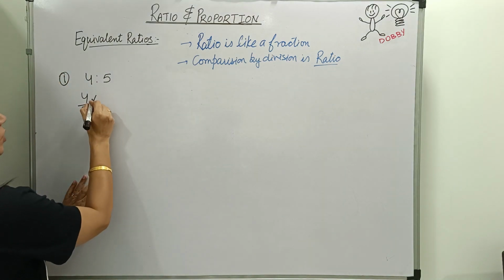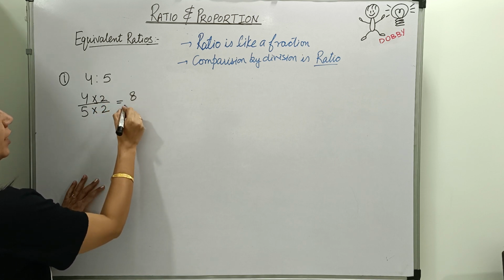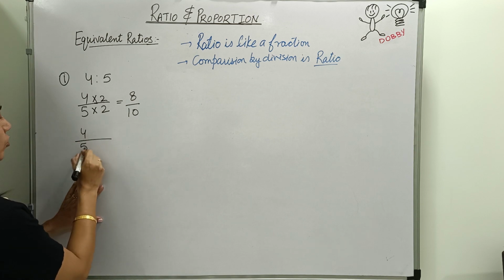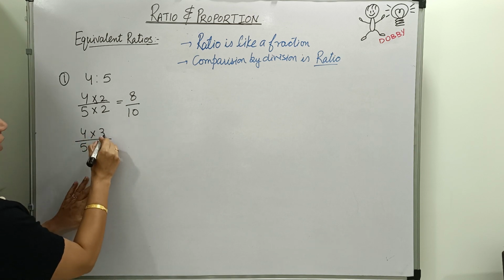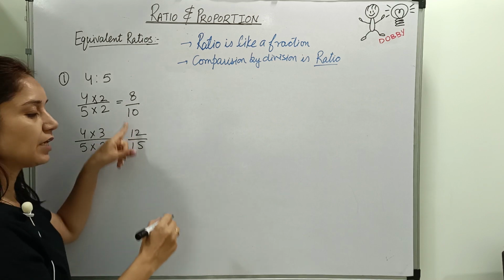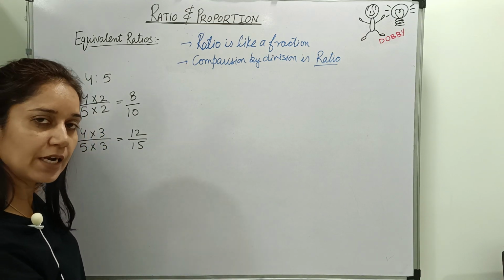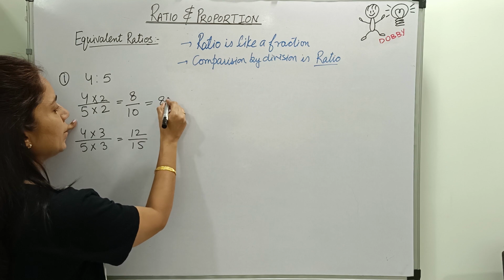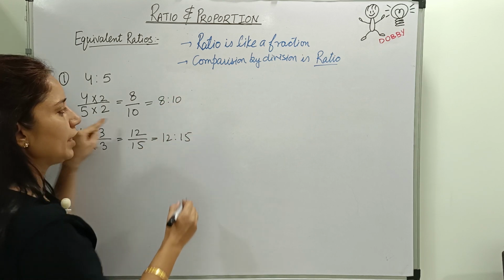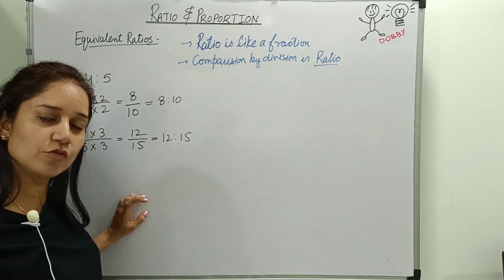In the same way here also. I am multiplying numerator and denominator by 2. 4 2s are 8, 5 2s are 10. Again, because we have to find two equivalent ratios, now I am multiplying by 3. 4 3s are 12, 5 3s are 15. These are the equivalent fractions of 4 upon 5. Let us write them in ratio form. It becomes 8 is to 10 and 12 is to 15. So 8 is to 10 and 12 is to 15 are the equivalent ratios of 4 is to 5.